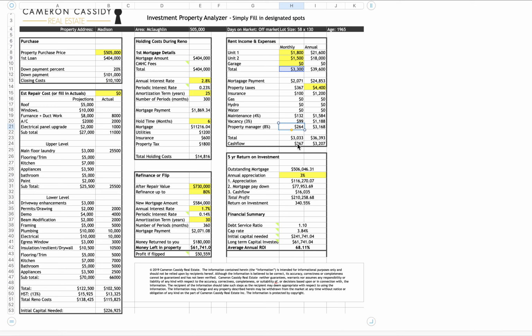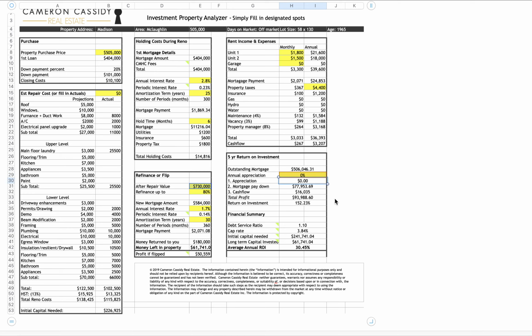Okay. So you can still see that even if we hang on to this, even if we're getting 180 of our 226 back, we're still going to cash flow 267. So it's still pretty decent in my opinion. I do think this area in Oshawa is going to appreciate more. You can see down here as we go to our 5-year return on investment, this gives you a rough idea of what it's going to be.